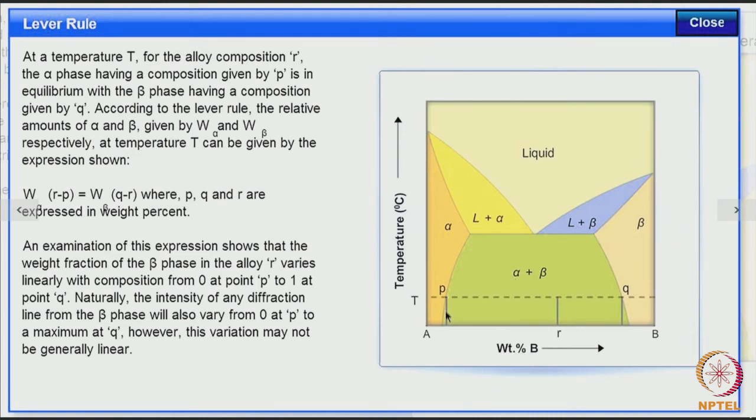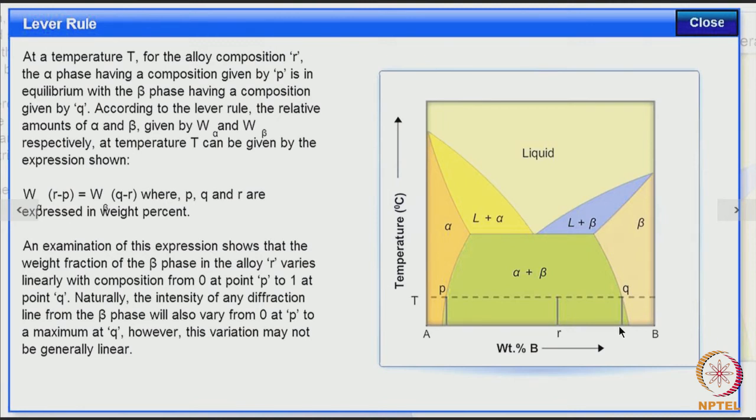So, you can read out the composition from the composition axis. In a similar manner, the composition of the beta phase you can read out from the point Q. So, this will be the composition of the beta phase. Now, these are the composition of alpha, this is the composition of beta.